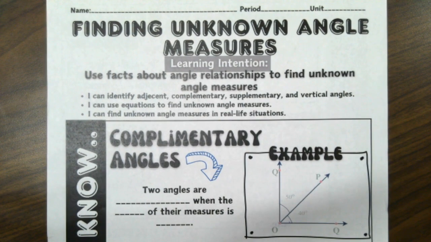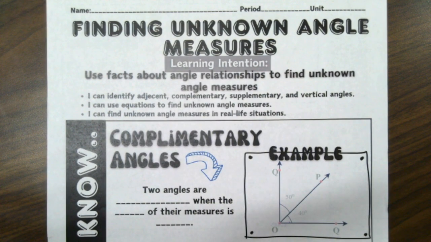So first you're going to identify adjacent, complementary, supplementary, and vertical angles. That's something you should be able to do. You will be able to use equations to find unknown angle measures, and you will be able to find unknown angle measures in real life situations.